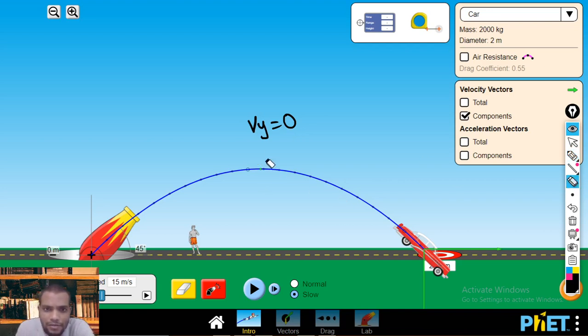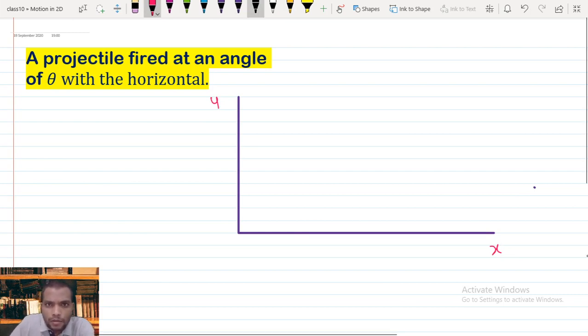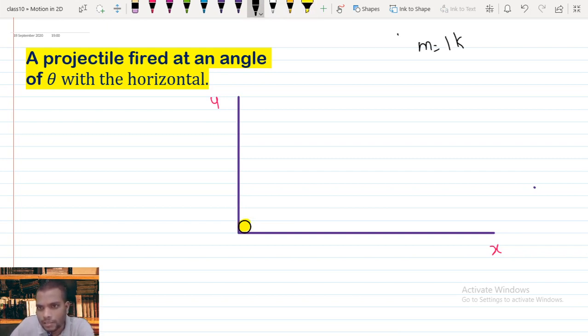So let us try to derive some of the mathematics in projectile motion. Suppose this is a two-dimensional plane, with the x-axis and the y-axis. At the origin O, I am going to launch a ball. If we take a small sphere of ball having mass, let its mass m equal 1 kg. It is launched with an initial velocity.